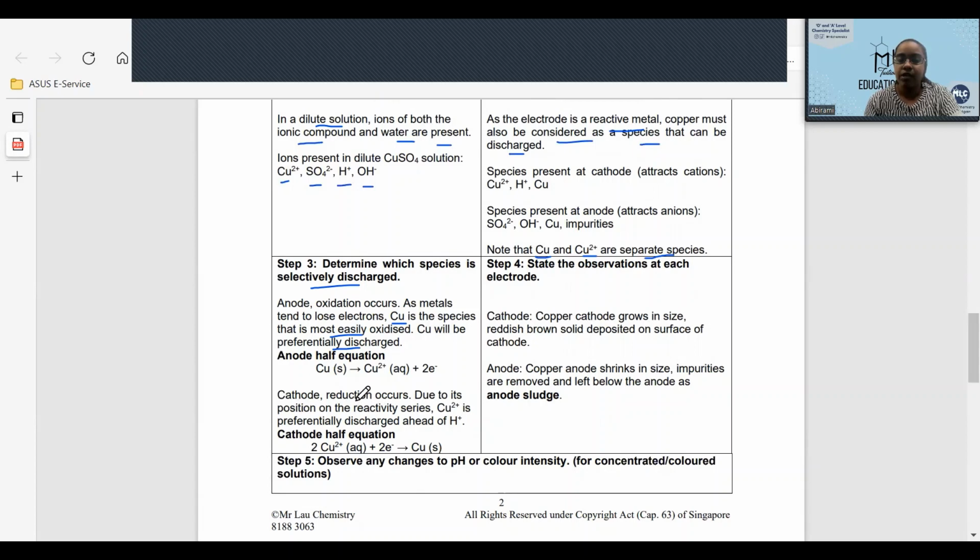Cathode is where reduction occurs. Due to its position in the reactivity series, Cu2+ is preferentially discharged ahead of H+. And the cathode half equation is over here.